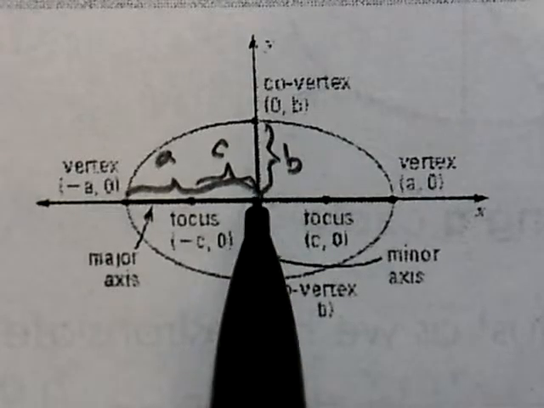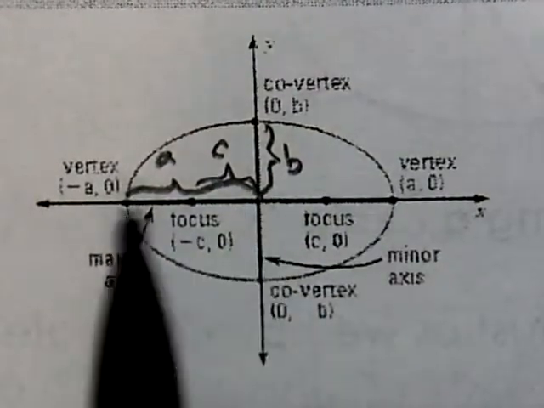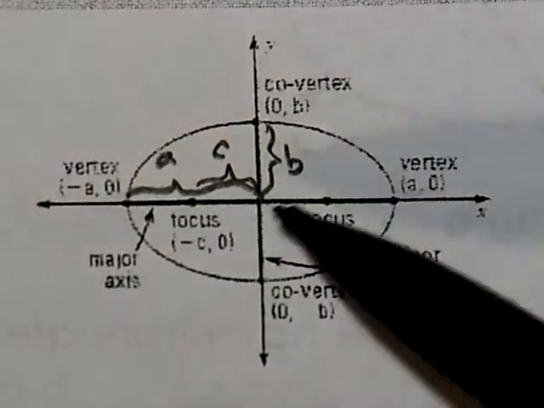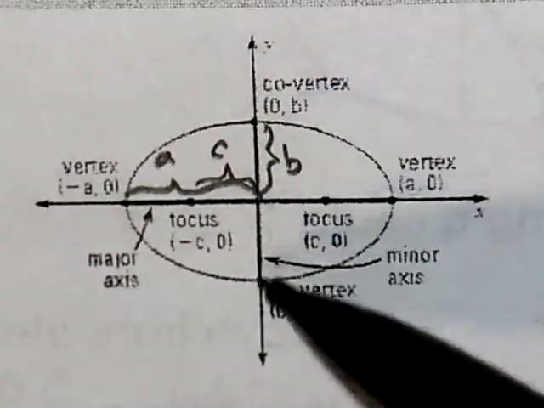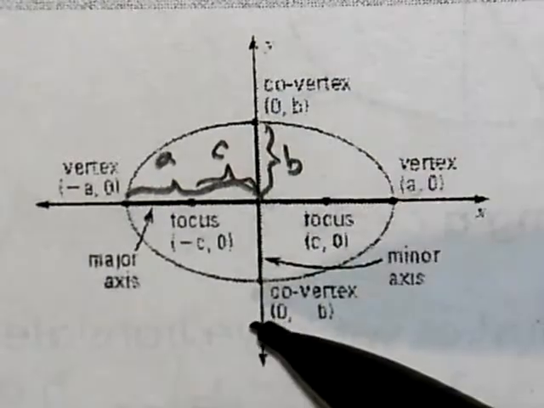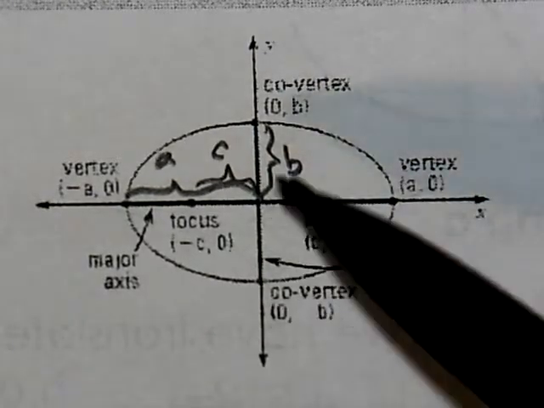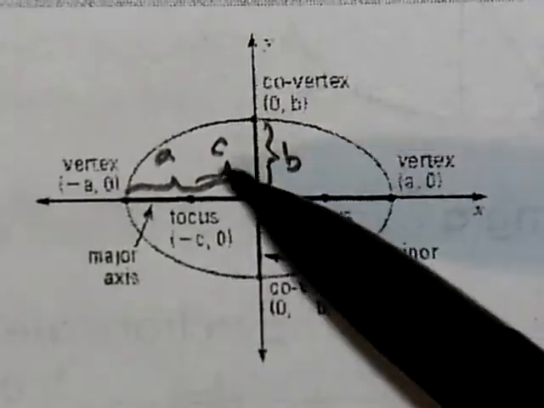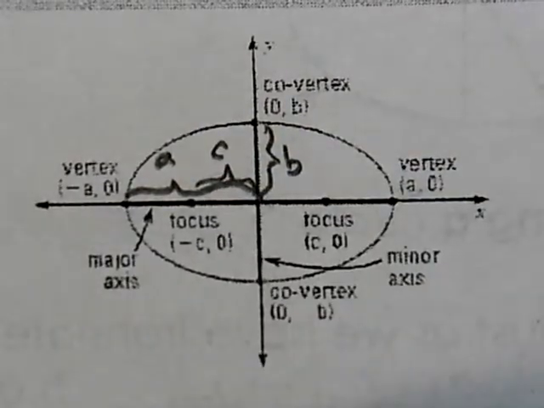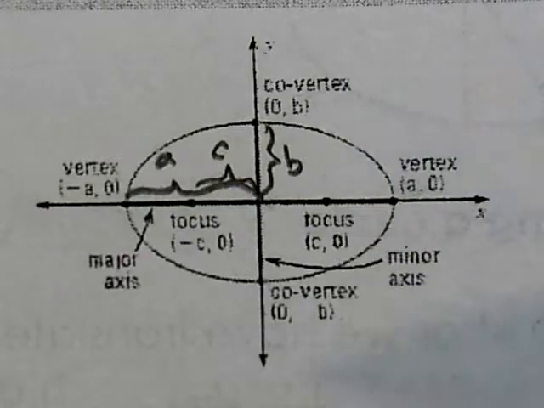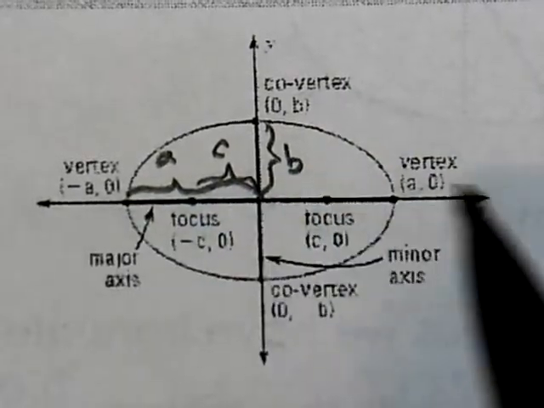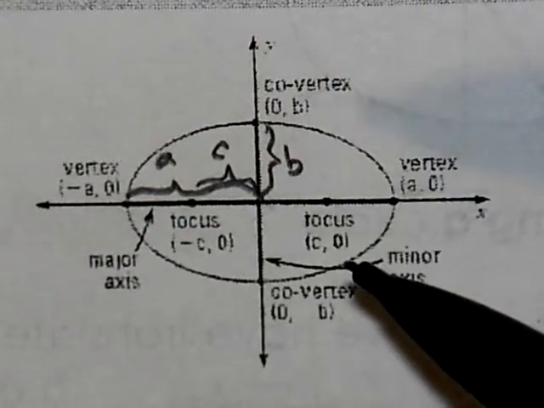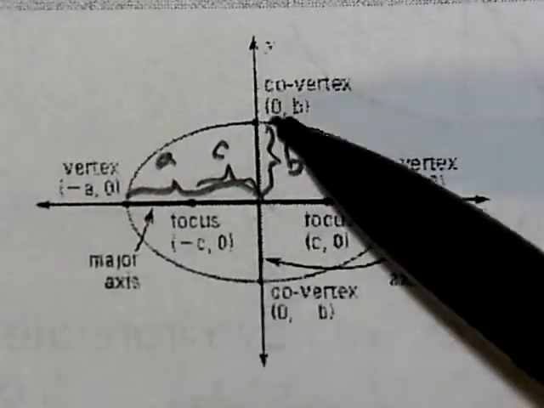So this center point is always going to be halfway, or the midpoint, between your two vertices. Your center point is always going to be halfway between your two co-vertices. And your focus point is always a C value away. And there's ways to calculate each one of these. A major axis goes between the vertices. A minor axis goes between the co-vertices.